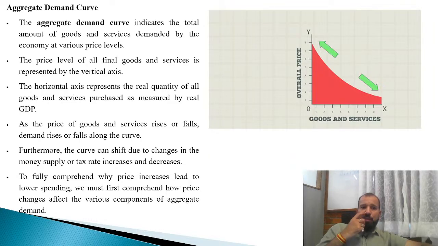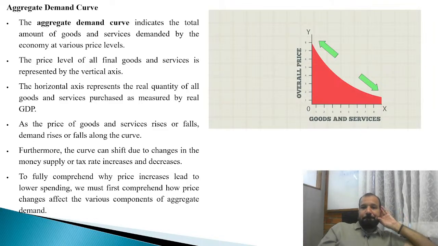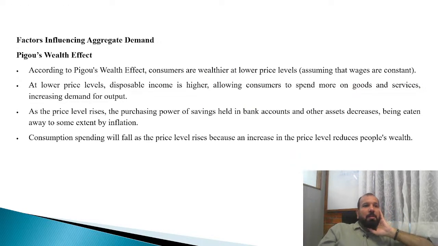Furthermore, the curve can shift due to changes in the money supply or a tax rate increase or decrease. To fully comprehend why a price increase leads to lower spending, we must first comprehend how price changes affect the various components of aggregate demand. So whenever there are higher prices, there will be less demand for goods and services. So what are the factors influencing the aggregate demand?